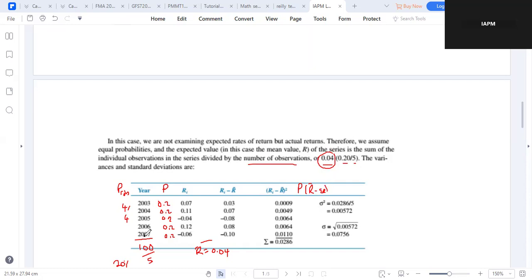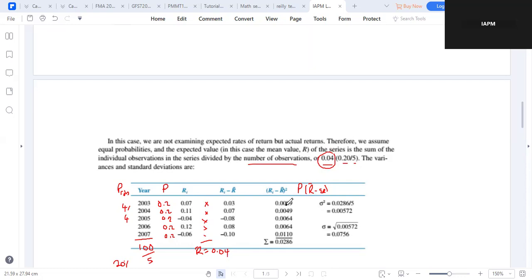So these are 5 years. So you divide 100 by 5, which is 20%. So you multiply this by the actual return, you get your answer here. This by that, you get your actual answer there. The total that you're going to get there was 4%. Then you subtract 7% minus 4%, 3%.